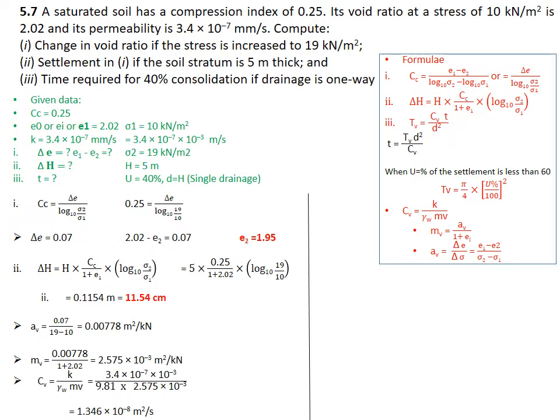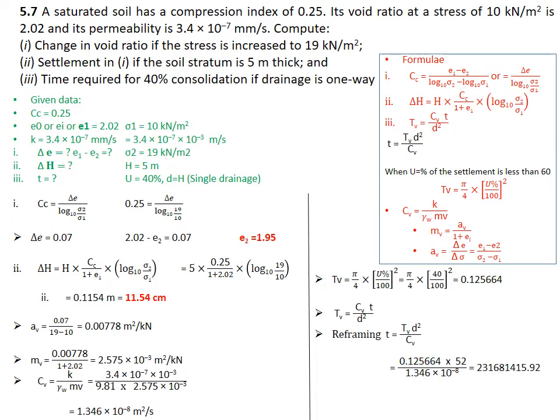Now it's the time to find out the value of Tv. So using that formula, pi by 4 times (U by 100) square, you will get the value of Tv as 0.125664. Now putting the value of Tv and Cv into the time formula, we'll get the value of t as this big number which comes in seconds. So again, putting that in a presentable format or a small number, we'll convert it into years. This conversion we have discussed in the previous problems.